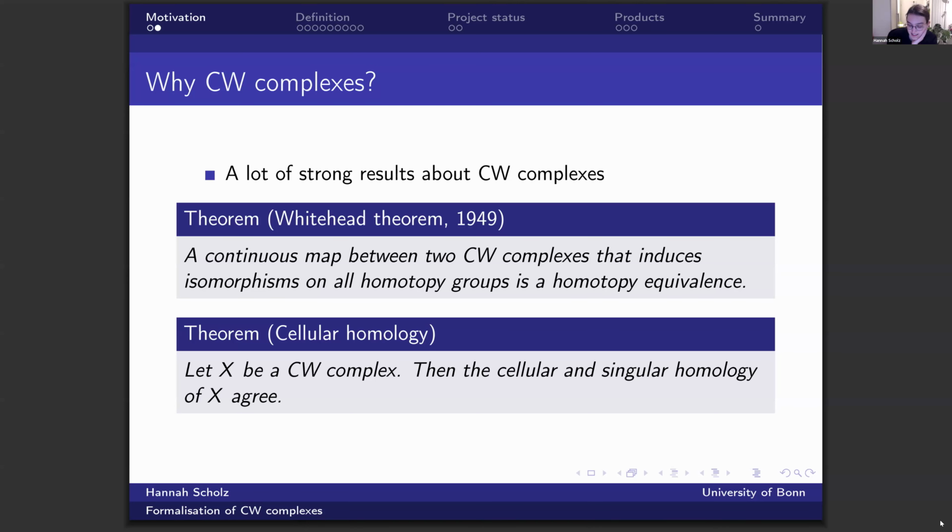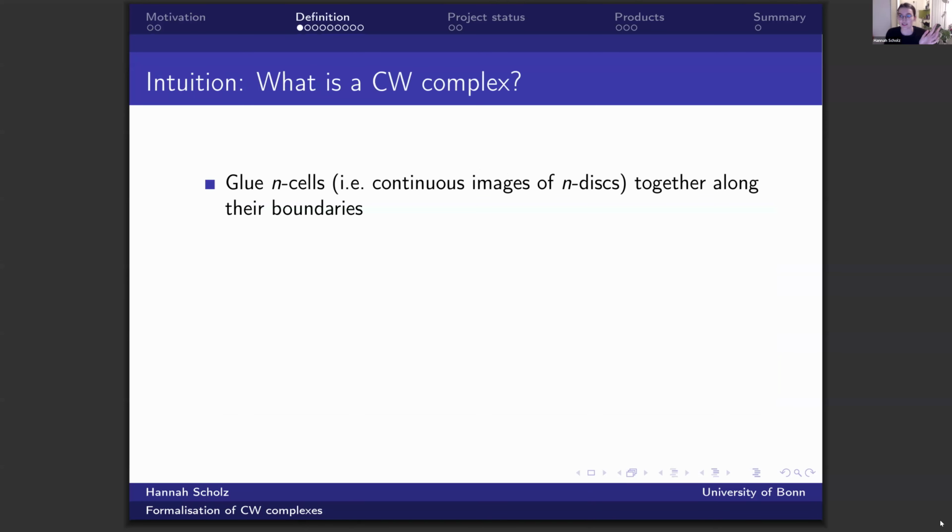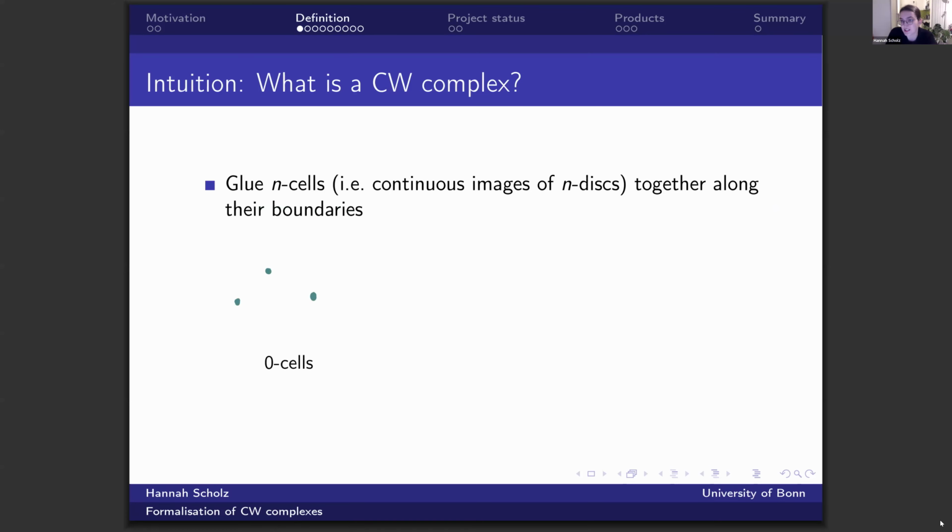So now let's get to what actually is a CW complex. First, some intuition. Basically what we want to do is to glue n-cells together, and an n-cell is just a continuous image of an n-disk. You can imagine just an n-disk, and it's kind of floppy and stretchy, and you want it to glue together along the boundary. For example, you start out with zero cells. You can't stretch them because they're zero-dimensional and they don't have a boundary.